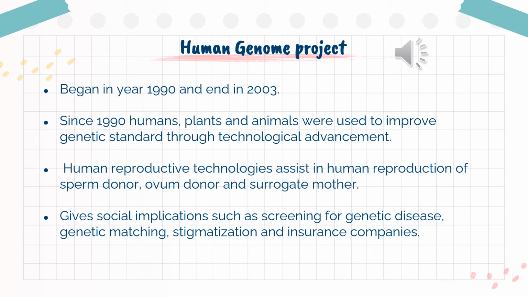As for genetic screening, we can detect diseases such as Huntington's disease, hemophilia, cystic fibrosis, and also cancer. Genetic screening also allows doctors to make better decisions when considering what medication to prescribe to patients. As for insurance companies, genetic information can be used to deny the right to health and life insurance.